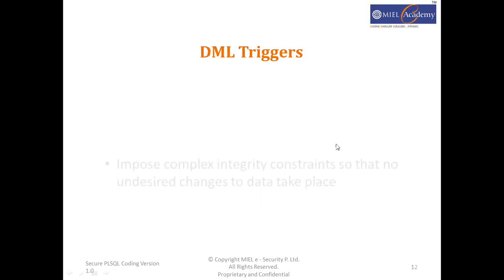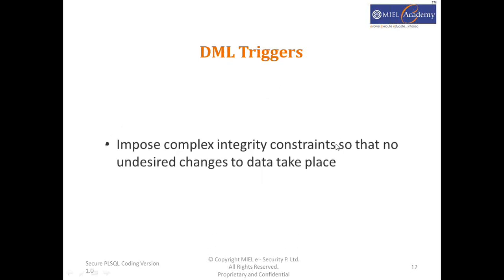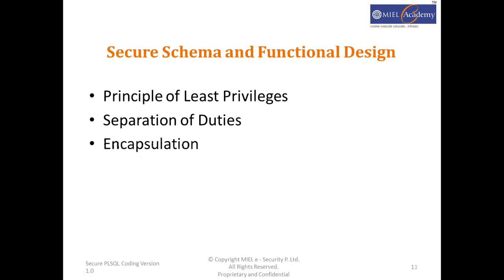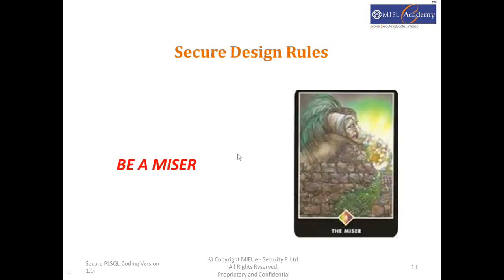So basically, let's summarize whatever we have learned so far in this small brief session. Basically, we need to implement the principle of least privileges, separation of duties and encapsulation. Principle of least privileges, that is basically your strategy should be that of a miser. Never allow your front ends to connect to the owner schema.